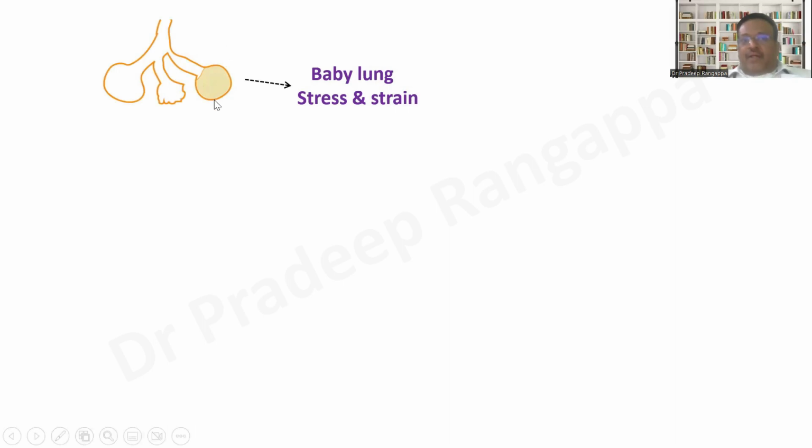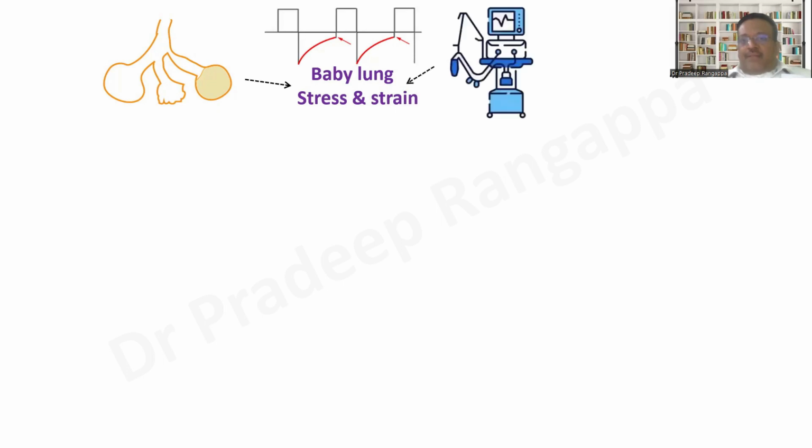There are some alveoli which are derecruited with exudate and edema. There are some alveoli which are collapsed, and there are some alveoli which are over-distended. All this puts enormous stress and strain on the baby lung. Another thing that we have recognized is there is significant ventilatory dyssynchrony that happens with the patient, and that also puts a lot of duress on the baby lung.